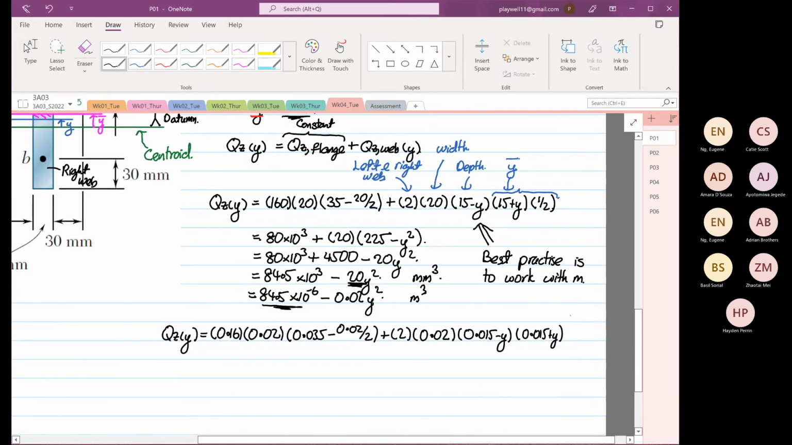Then you multiply by half. Okay, so this will come out to be 0.02 divided by 2, 0.35 minus, okay, then times over 0.02 times 0.16. This is good, 80 times 10 to the power minus 6, plus.